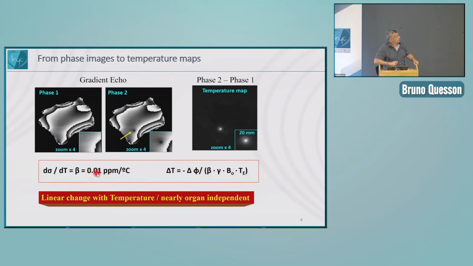This says that the change in temperature is 0.01 ppm per degree. Okay, this is very low, but since we are detecting the signals in the rotating frame, the changes can be clearly seen on the phase images. The advantage of this method is that it's linear over all the temperature range of the liquids, so up to 100 degrees, and this is nearly organ independent, so you don't need to have a specific calibration depending on the organ you're observing.